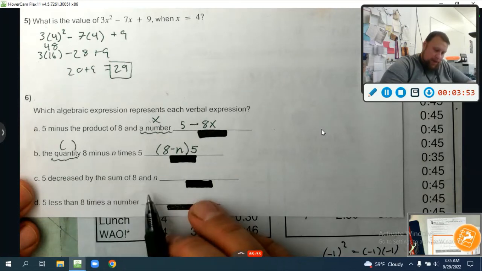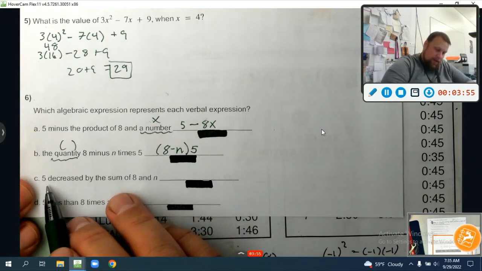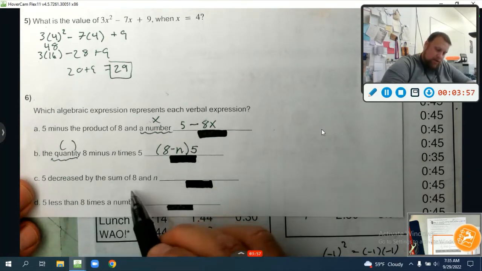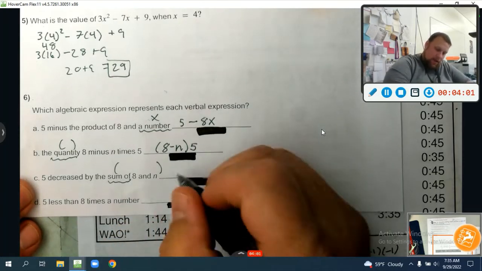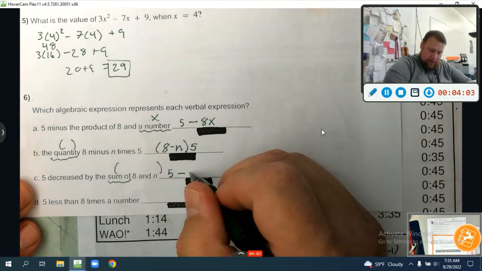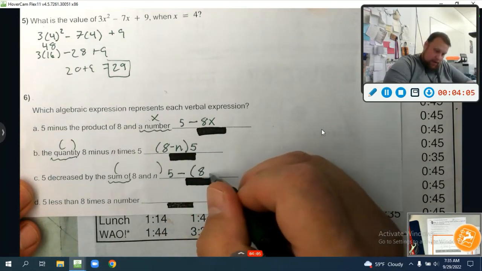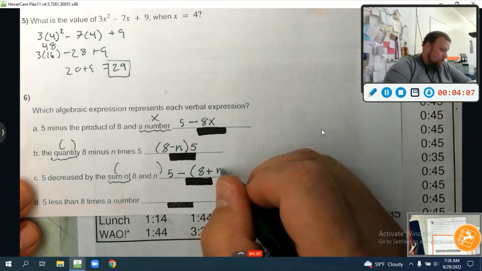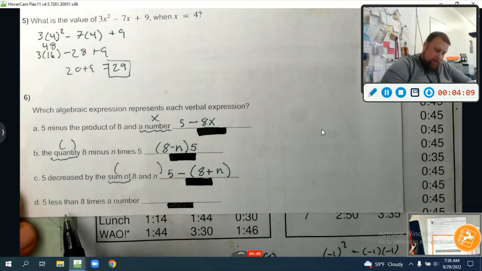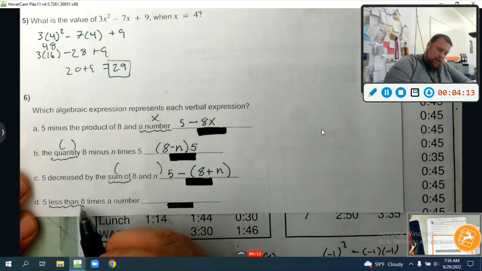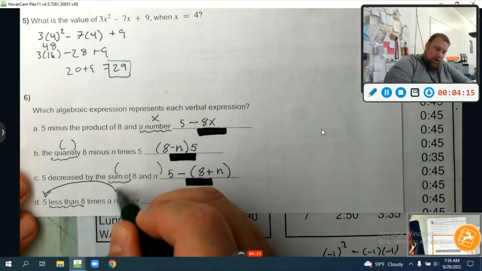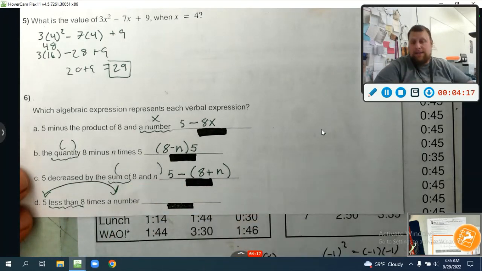5 decreased by. Okay, if I'm 5 and I'm being decreased by the sum of, again, sum of means parentheses of what comes next. So 5 minus 8 plus n, because that is a sum. 5 less than 8 times the number. Remember, when you see less than, it means switch the order. So if I'm 5 years less than you, I'm going to take your age and minus 5, right?